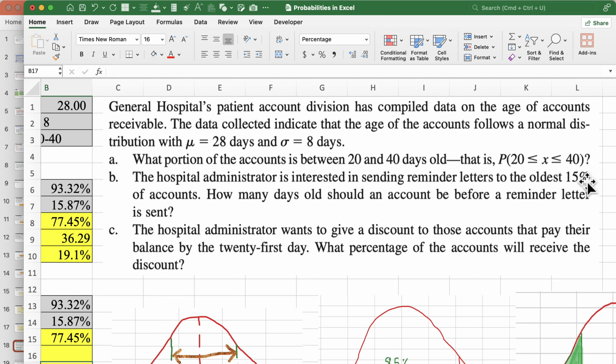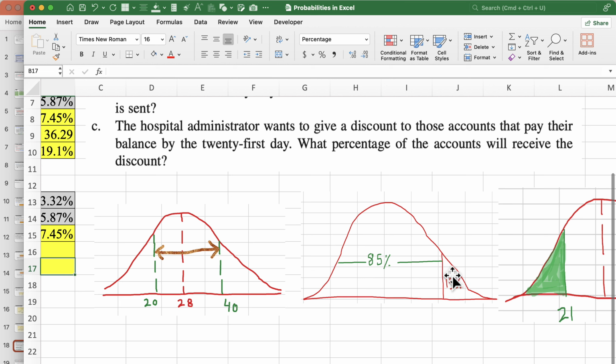Now this oldest 15%, again the thing is that this is probability, this is not the value of X. This was the value of X, 20 is the value of X, 40 is the value of X. But this is percentage, that's probability. So oldest 15% of accounts, where would they be? They would be here because they have the highest value here. And we know if this is 15, then this must be 85% because the total area under the curve is 100% or 1. So 85% plus 15 is equal to 1.